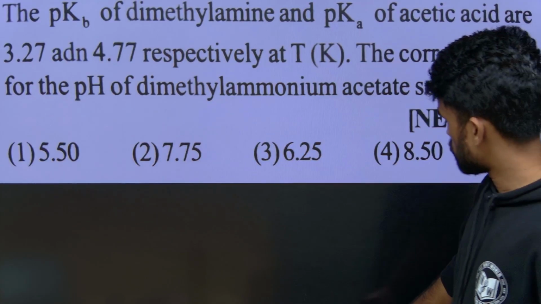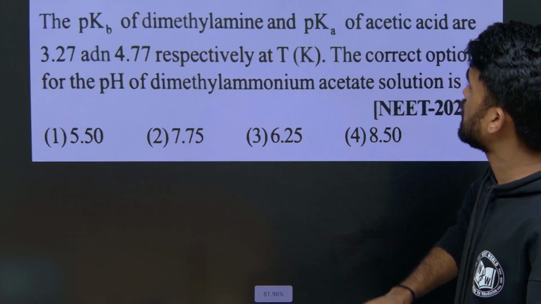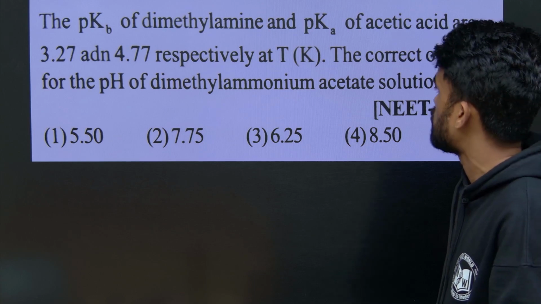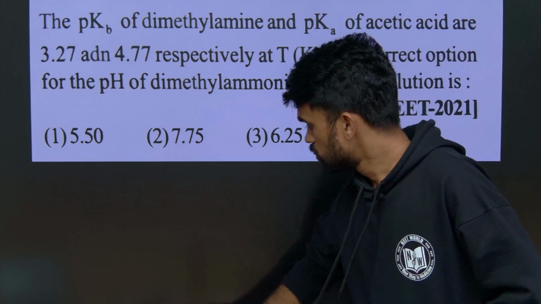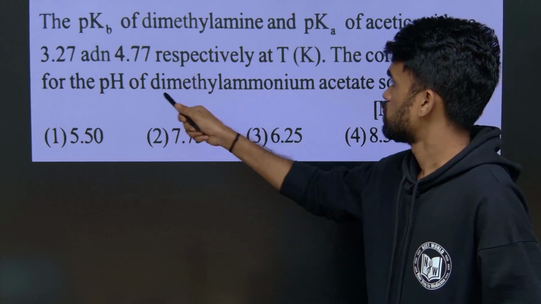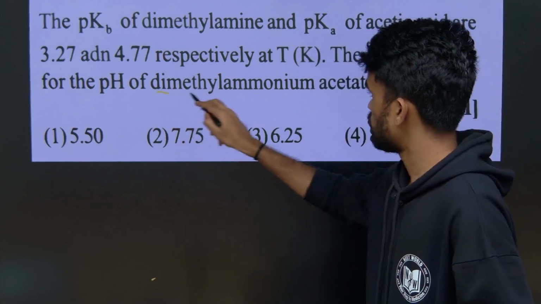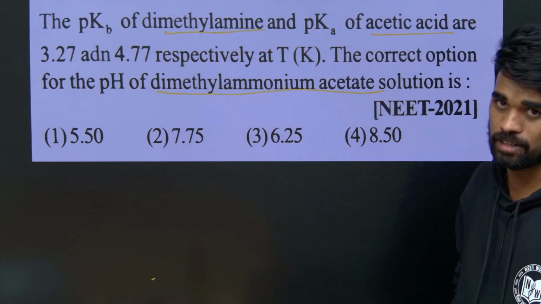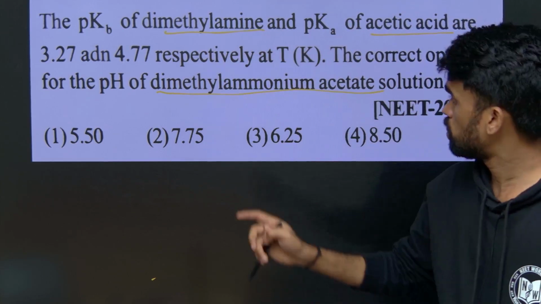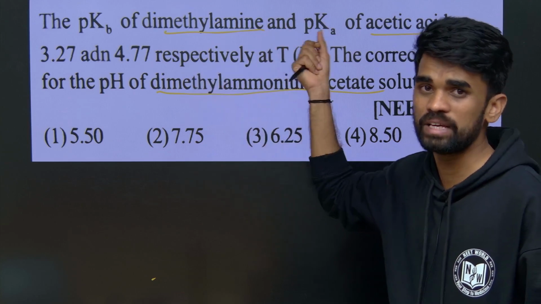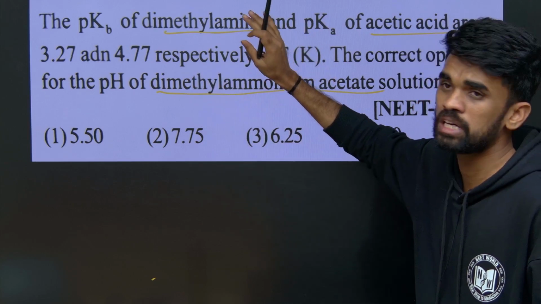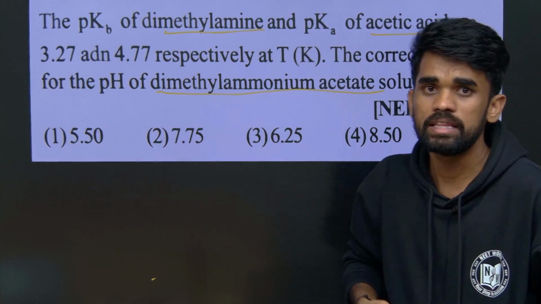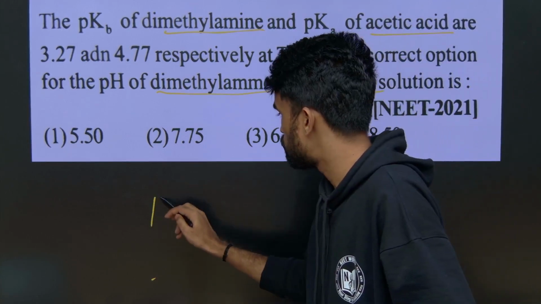Next, here we have the pKb of dimethylamine and the pKa of acetic acid given respectively. We need the correct option for the pH of dimethyl ammonium acetate. It is a salt formed from a weak base and a weak acid, so both are weak. Whenever we have a salt of a weak base plus a weak acid, that salt will undergo salt hydrolysis, and the pH value will depend upon both the pKa and pKb values.